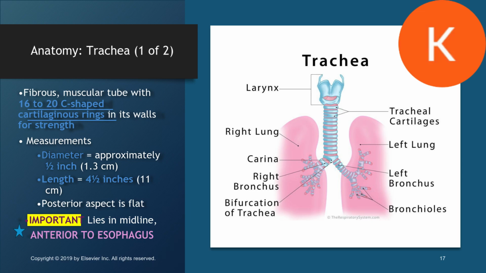The anatomy of the trachea. The trachea is the fibrous muscular tube with 16 to 20 C-shaped cartilaginous rings in its walls for strength. The measurements for this is the diameter is approximately half an inch or 1.3 centimeters, and then in length it's 4.5 inches or 11 centimeters.